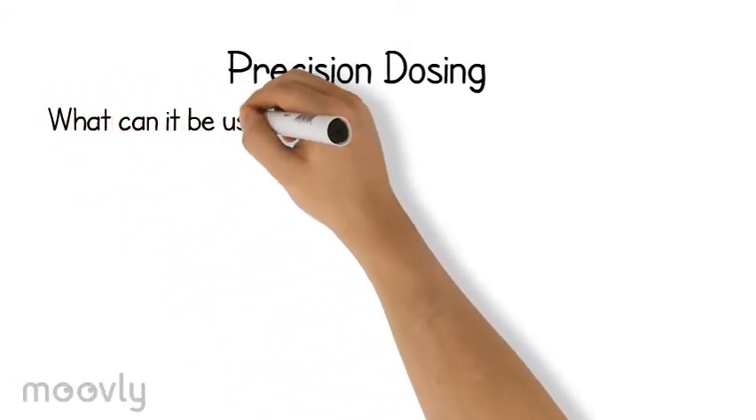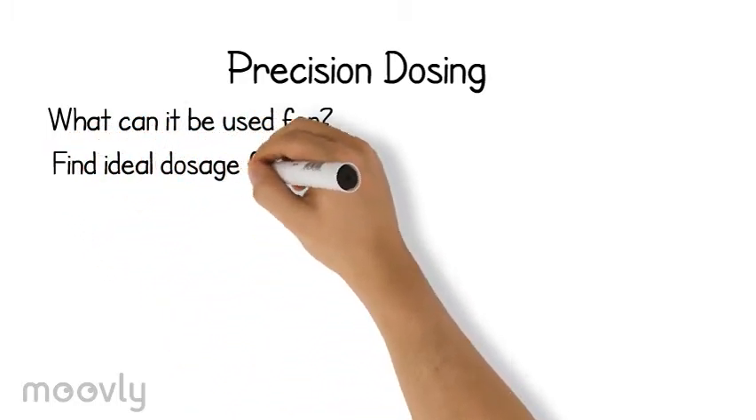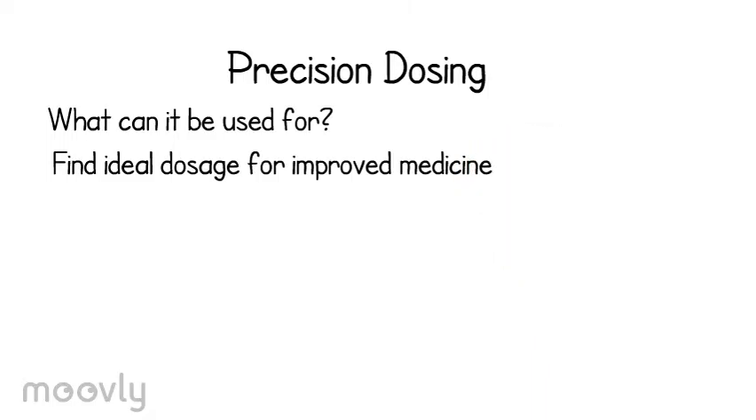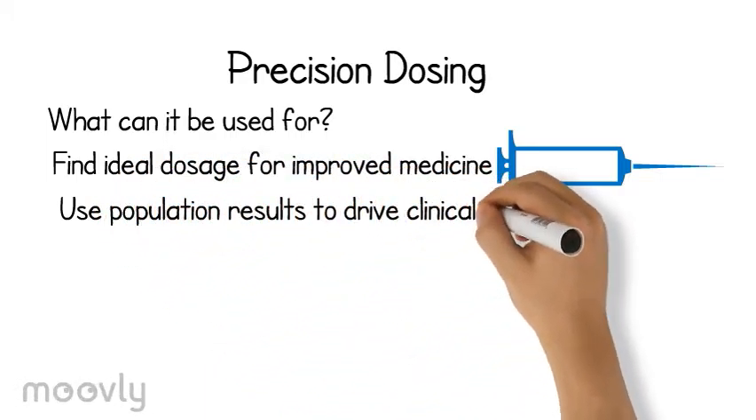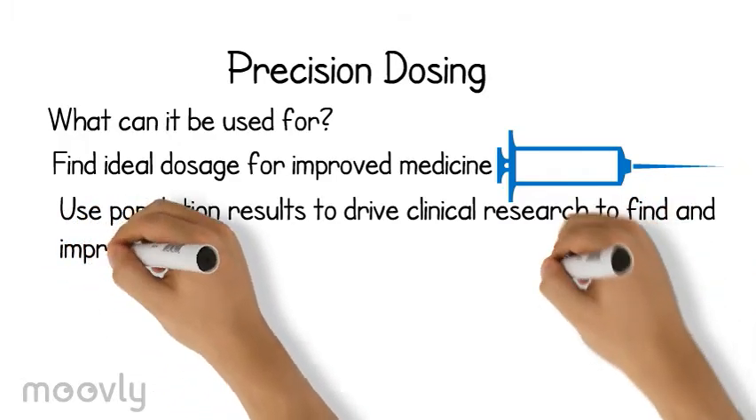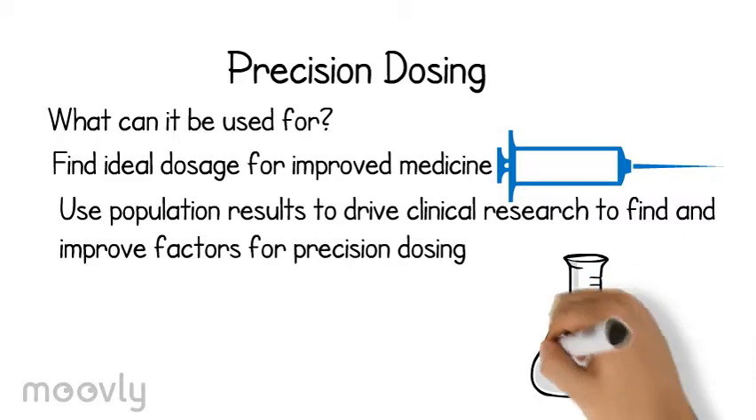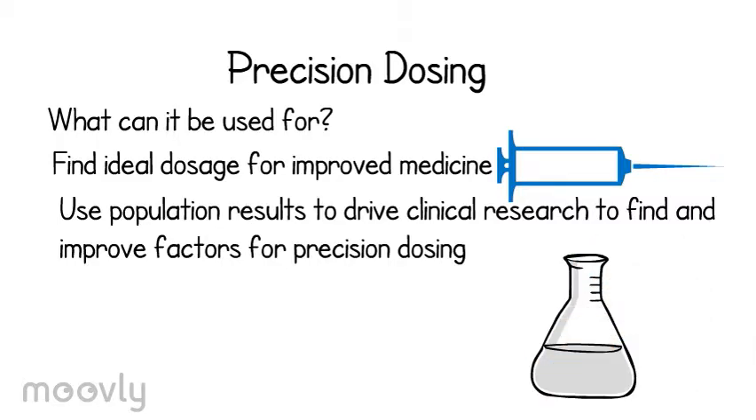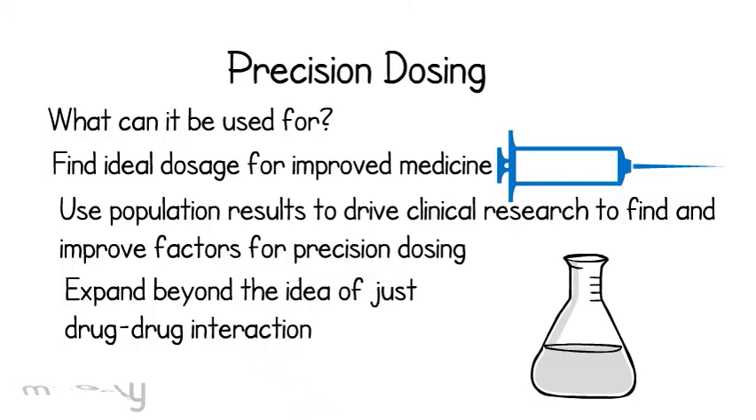So I see precision dosing as a type 2 translational informatics because basically we are trying to say how can we put the knowledge we have from clinical research into actual practical use. Also, the other side of this is after we have put this into use, how can we drive clinical research from the knowledge we have gained from precision dosing? Maybe after putting this into use, we find out some other factors that should be studied in order to enhance precision dosing.